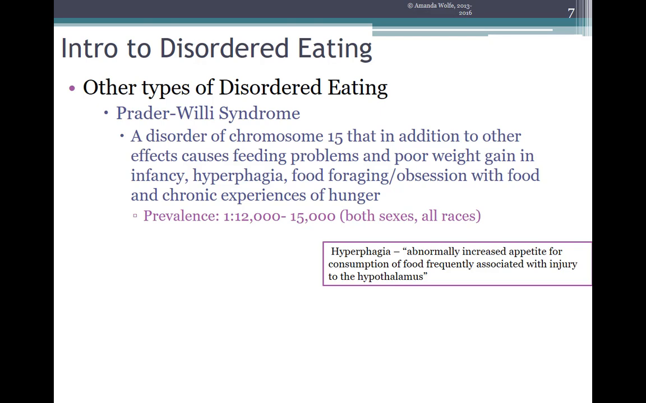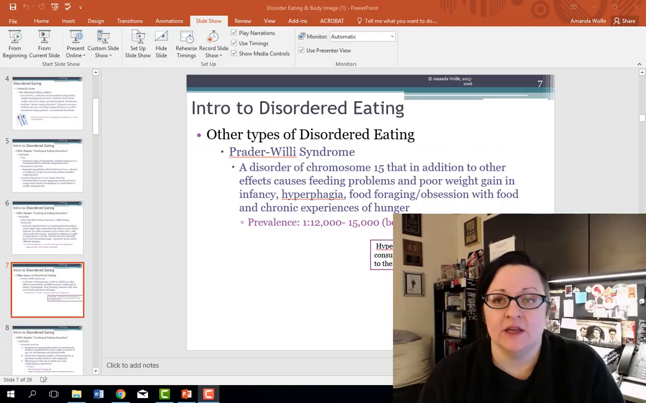And this chromosome issue causes lots of problems, but one of the problems it causes is what we call hyperphagia. Basically, the brain thinks you're starving when you're not. Well, the brain tells you that you are, so you experience hunger, and thus you try to overeat. This is a major problem for not only people with Prader-Willi syndrome, but the caregivers.